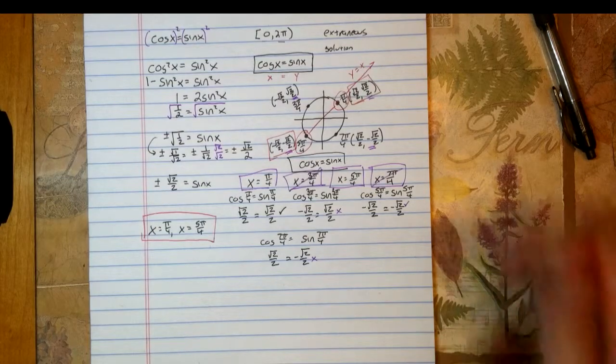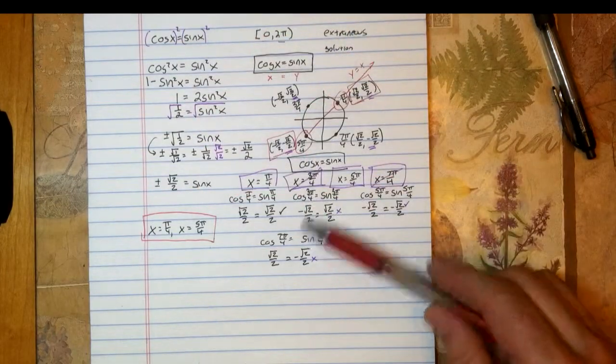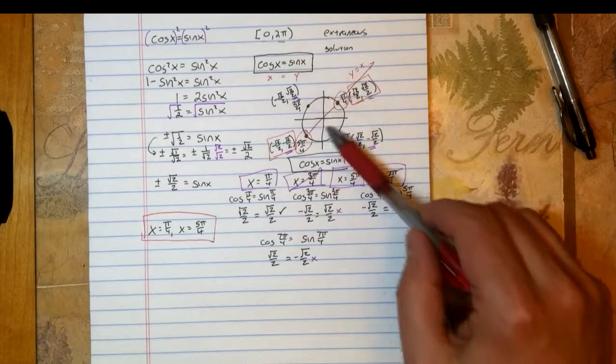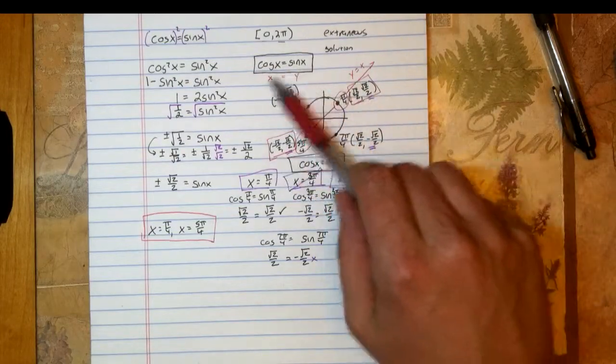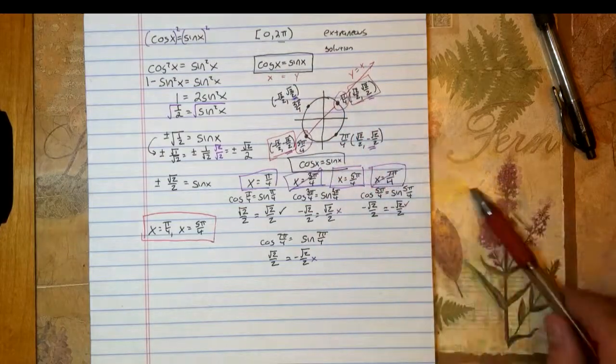So you can do this equation the long way analytically, you can do it visually in terms of knowing the unit circle, or you can do it using geometry. Where does this line intersect the circle, cosine x equals sine x?